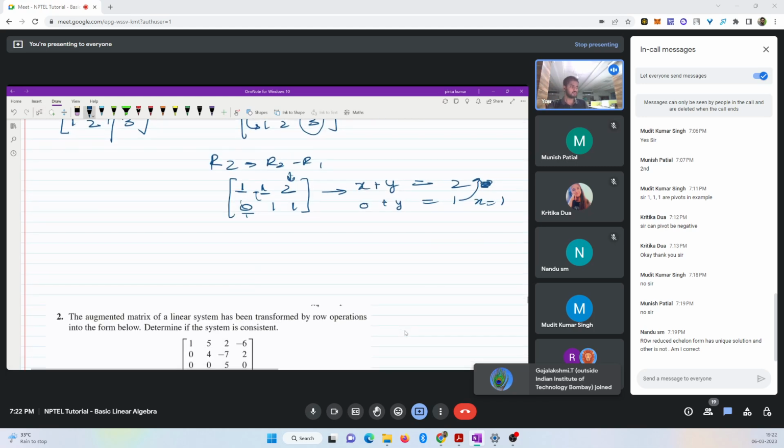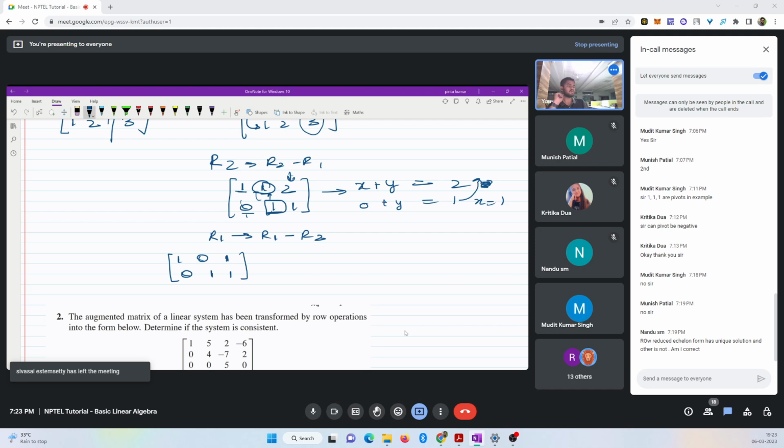If you wanted to further reduce it to row reduced echelon form, what you would have done is R1 goes to R1 minus R2, because you want the entry above this pivot element to be 0. Then what would you have got? 1, 0, 1, 0, 1, 1, right? Now if you reduce it to equations, what does this mean? x is equal to 1, y is equal to 1. So this is the advantage of row reduced echelon form, that you straight away get the answers, but the calculation takes one or two more steps.